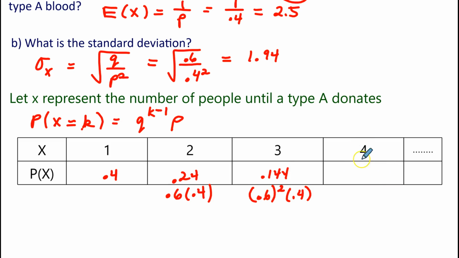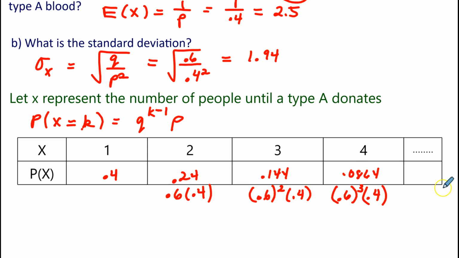And now let's do the case where K is 4. We're going to see that type A donor on the 4th trial. So that would be 3 people who were not, times the type A donor. And if I multiply that out, I would get 0.0864. And you notice how the values are decreasing.